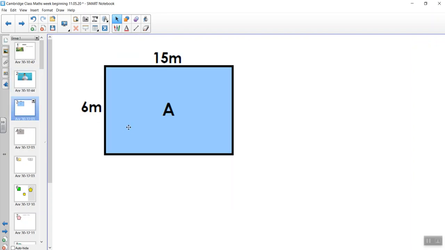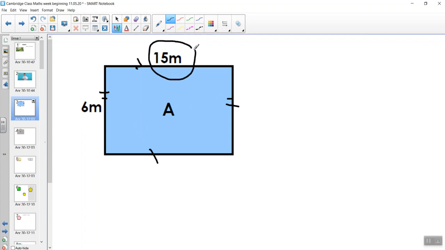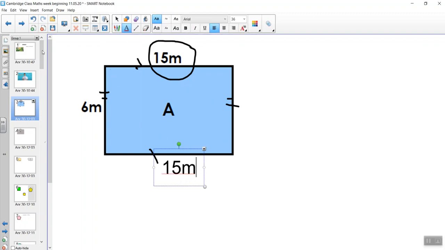Here's the first one. We've got a rectangle here, and its long sides measure 15 metres, and its short sides measure 6 metres. Now, I haven't got the measurements on these two sides, but I've already told you it's a rectangle. So our first job is to work out what we know about a rectangle. We should be able to remember that opposite sides are the same length. So if this side is 15 metres long, this side will also be 15 metres long. And if this side here is 6 metres long, this side over here is also 6 metres in length.